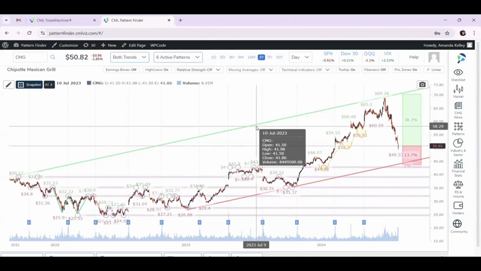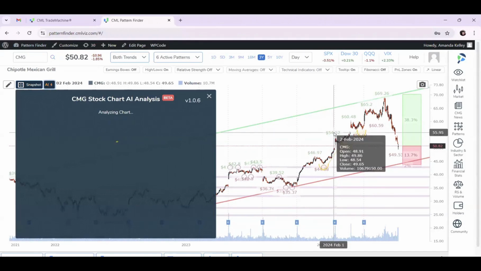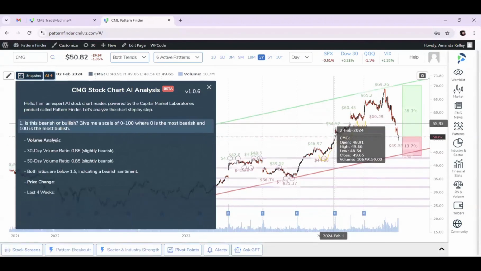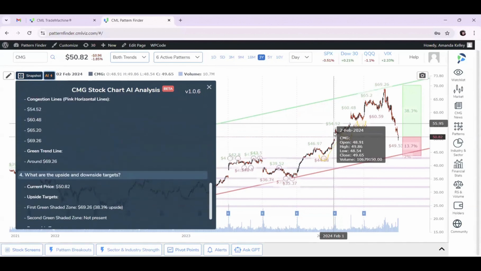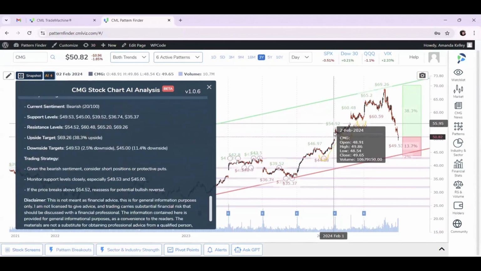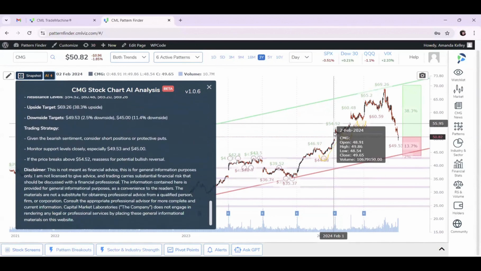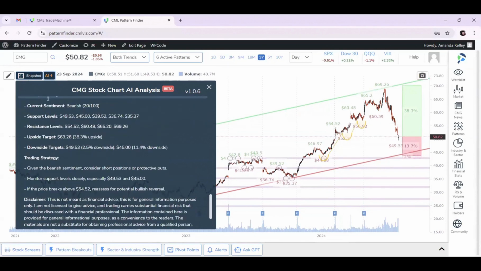So first and foremost, if you have not yet seen it, the new feature within Pattern Finder, this stock chart analysis tool, fully run by AI, is going to give you an overall view of everything that you're seeing on the stock chart in TradeMachine or in Pattern Finder. It takes everything into account, including P&L zones, and gives you a pretty detailed trading plan at the bottom, including whether the ticker is currently more bearish or bullish based on all of these factors.